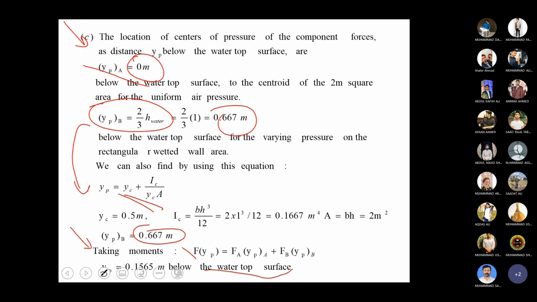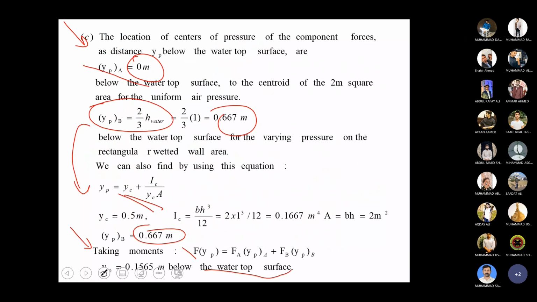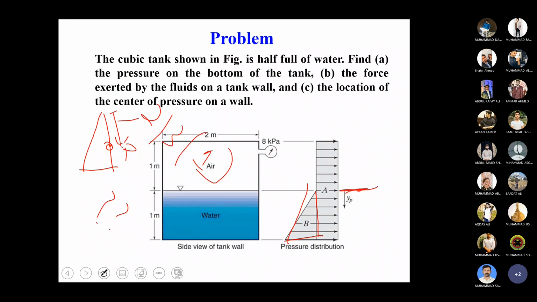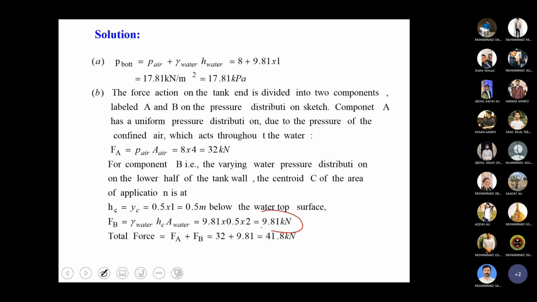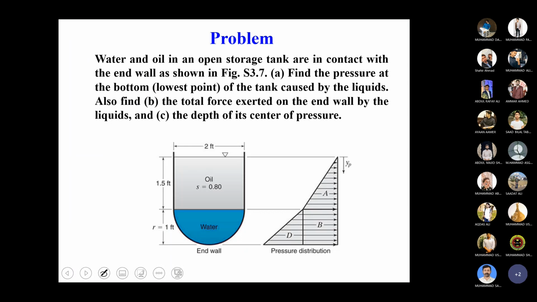So we have the total force F of P, just like take the moment about this point, force into distance. So F is the total force and this is the total Yp is equal to F of A, which is air, it would be equal to 0, and F of B would be just simply multiply this force 9.81 times 0.67, and when you solve it you will get 0.1565 meter below the water top surface. Okay, any question? Any question? नो सर.